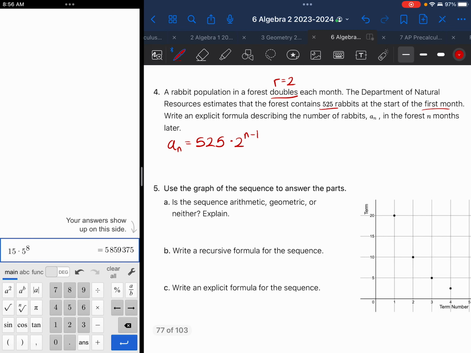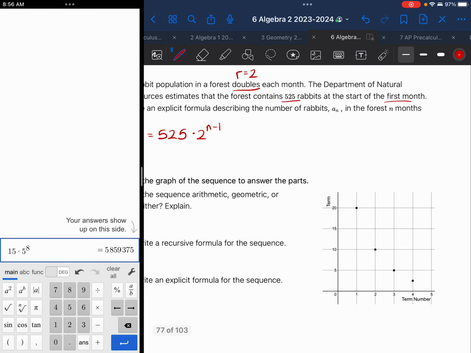All right. And that's all I need to do for number 4. Number 5, use the graph of the sequence to answer the parts. Part A, is the sequence arithmetic, geometric, or neither? And explain. All right, well, at first glance, this looks like a curve. It doesn't look like a straight line, so it's definitely not arithmetic.